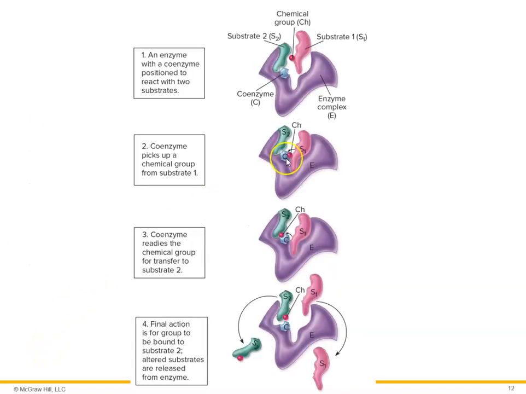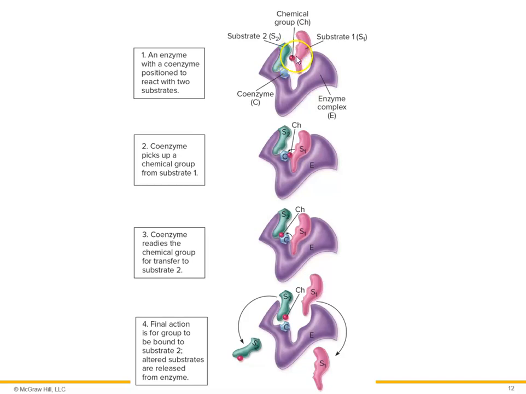All right, so let's look at this figure for a second. The purple here is the enzyme, I should say the apoenzyme. This is the coenzyme, so we know it must be an organic molecule. And then this enzyme is going to be interacting with two substrates. You have substrate 1 here and substrate 2 here.